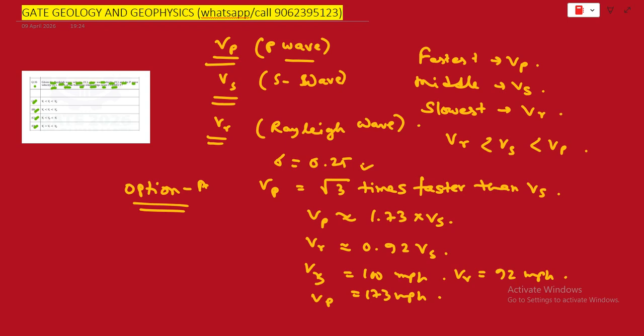So body waves are greater than the surface waves, okay. So in the context of speed, P is greater than S always, and VR is the slowest, okay.